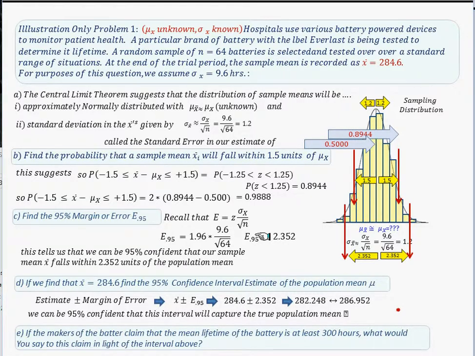The makers of the battery claim that the mean lifetime is at least 300 hours. What would you say in light of this information above? Don't believe it. And there we put in the interval, and this interval is 282.24 to 286.95, and we're suggesting there's a 95% chance this interval will capture that true population mean.